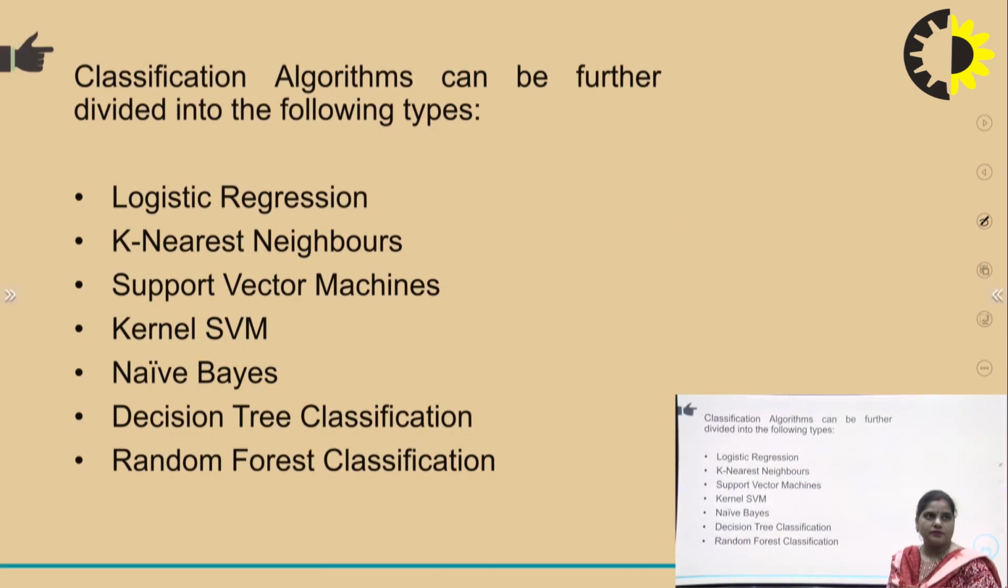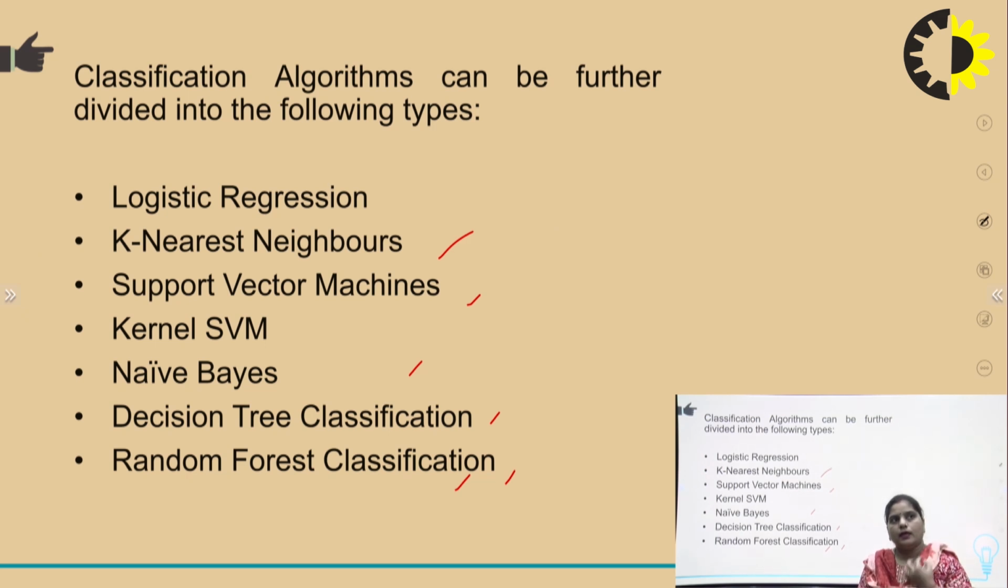What are the types of classification algorithms? Classification algorithms can be divided into the following types: logistic regression, k nearest neighbors, SVM, kernel SVM, naive Bayes, decision tree, and random forest classification. Out of these, well known are k nearest neighbor, SVM, naive Bayes, and decision tree, and nowadays random forest classification is also useful when we use ensemble learning modeling in machine learning.